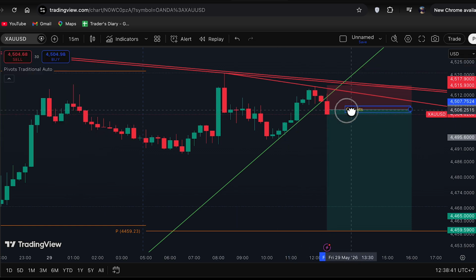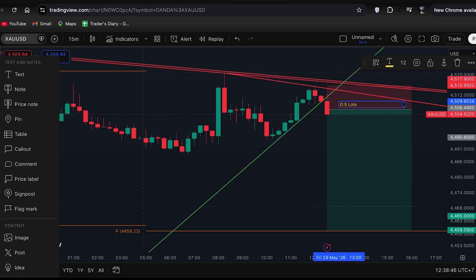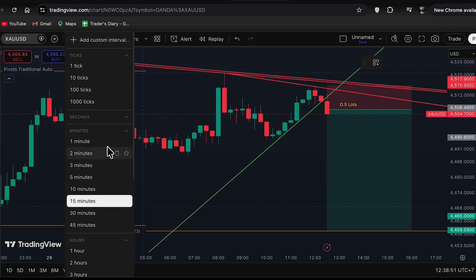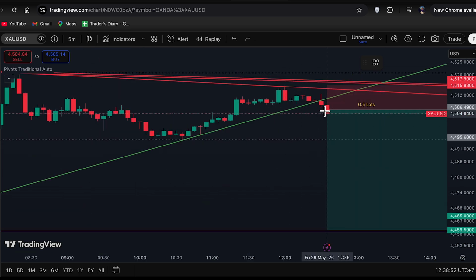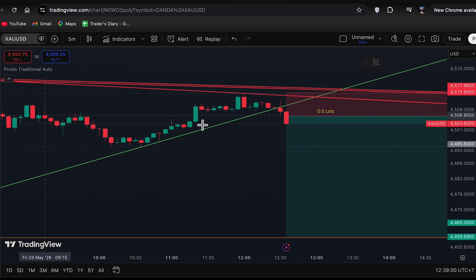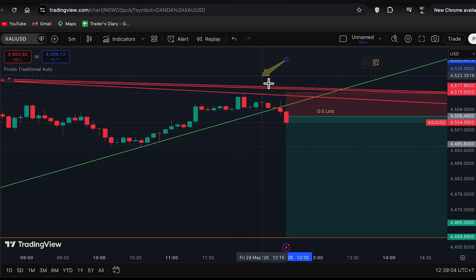Okay, here is my entry point on the 5-minute time frame. Okay, here was my entry point. Well, this candle right here.